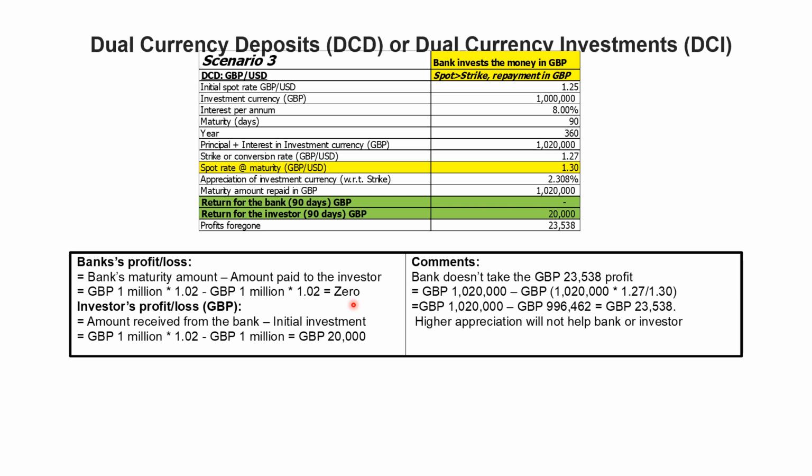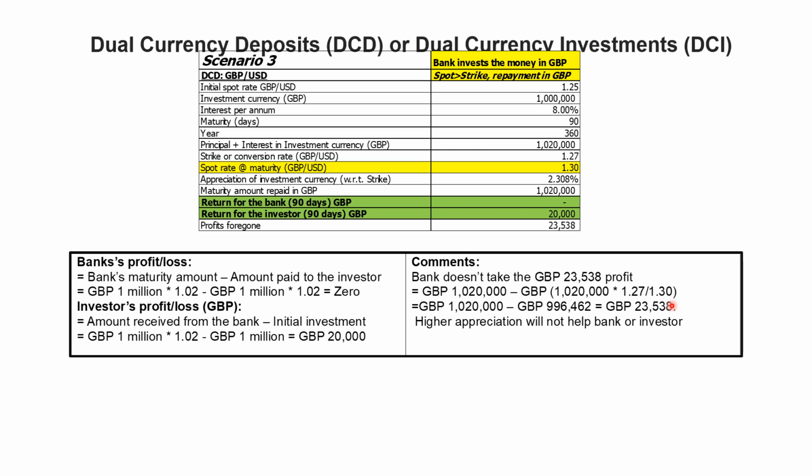The investor's return will be the amount received from the bank minus the initial investment, which is GBP 1 million into 1.02 minus GBP 1 million, which is equal to GBP 20,000. Basically, the bank has forgone the GBP 23538 profit it could have made by buying the USD amount at 1.30, which is the spot rate at the time of maturity.